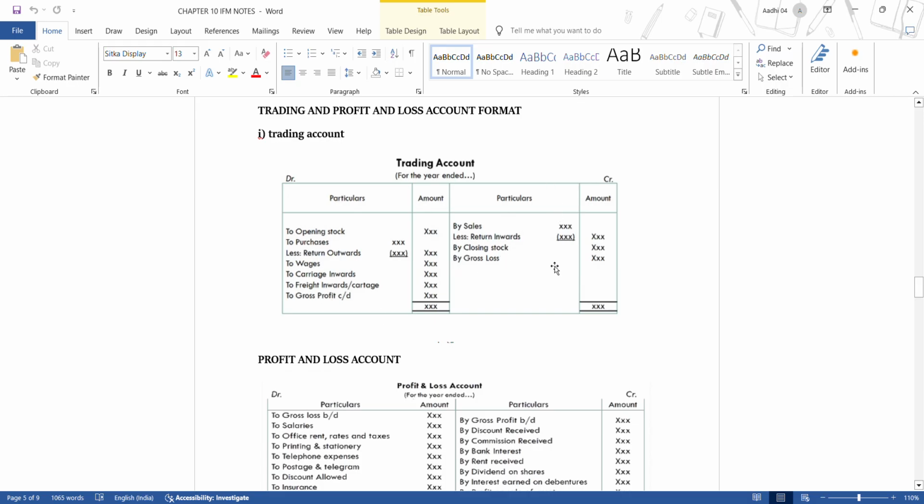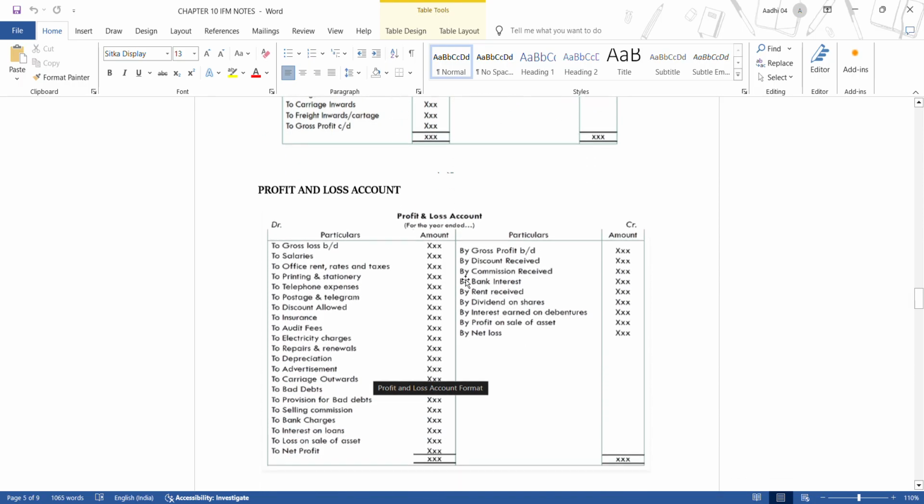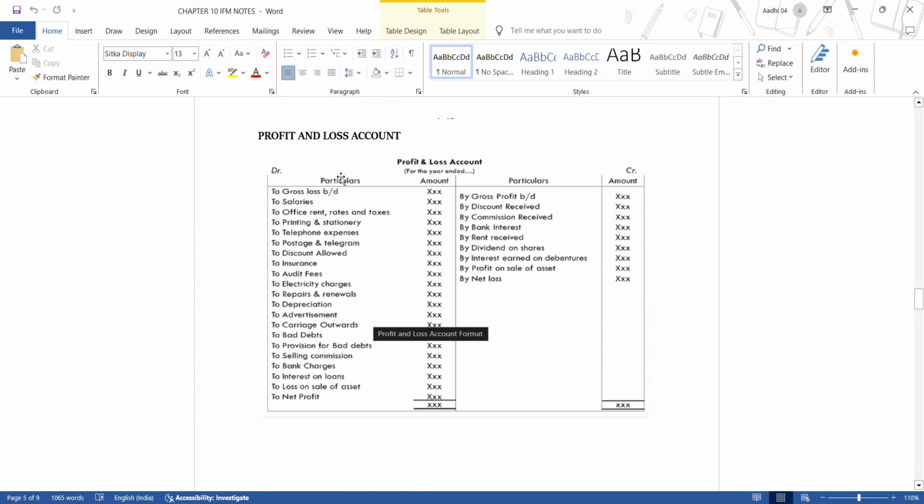If your credit side is more, if your income is more, you are getting gross profit. If your expense is more, you are getting gross loss. I hope that is clear. Moving on to the next topic, that is the next account, the profit and loss account.